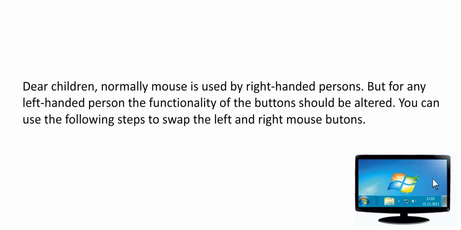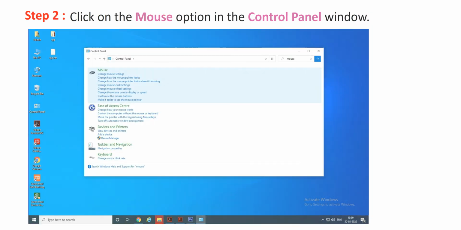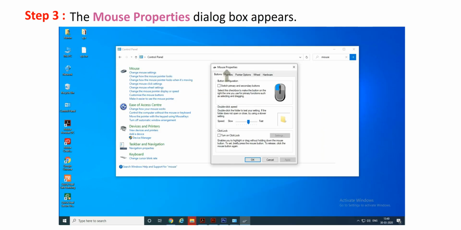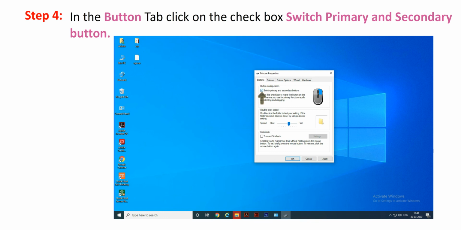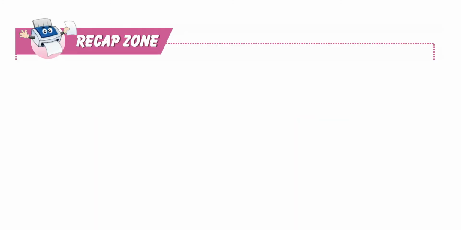Dear children, normally mouse is used by right-handed persons, but for any left-handed person, the functionality of the buttons should be altered. You can use the following steps to swap the left and right mouse buttons. In step 1, click on Start and then click on the Control Panel option. Step 2, click on the Mouse option in the Control Panel window. In step 3, the Mouse Properties dialog box appears. In step 4, in the Buttons tab, click on the checkbox Switch Primary and Secondary Buttons. In step 5, click on OK button. Done! Observe the changes.